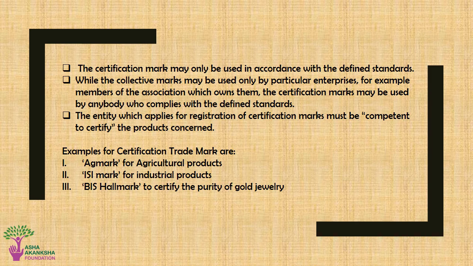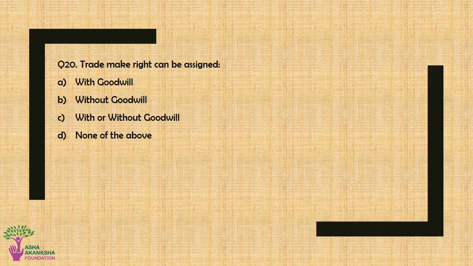Examples for certification trademarks are number 1, Agmark for agricultural products, number 2, ISI mark for industrial products, number 3, BIS hallmark to certify the purity of gold jewelry.